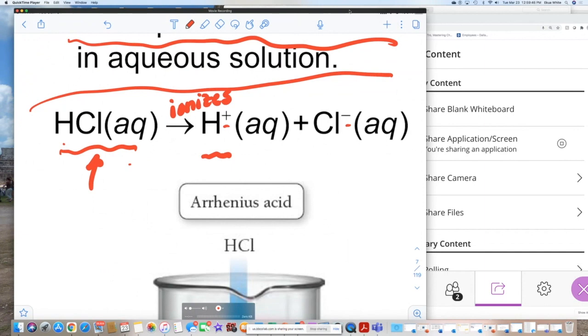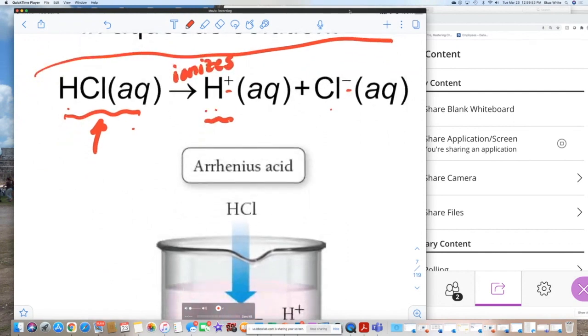And then as it ionizes, H plus breaks apart from Cl minus. Okay, remember, of these two, only H plus is the acid molecule. This part here is the acid molecule, or acid ion. That's a proper term, acid ion.